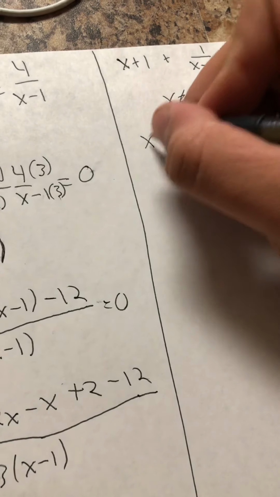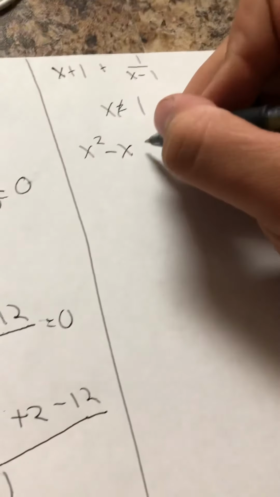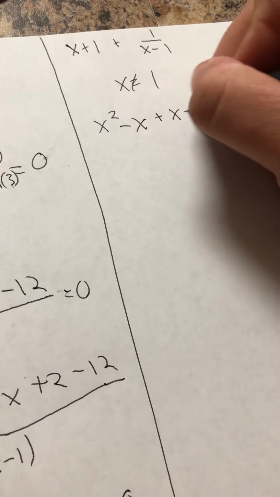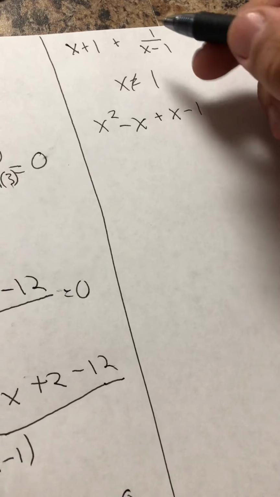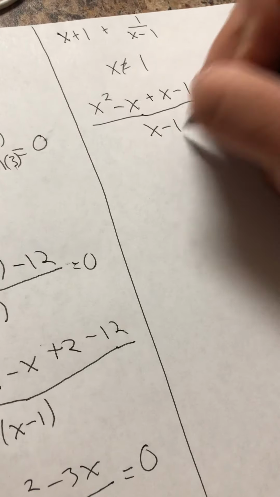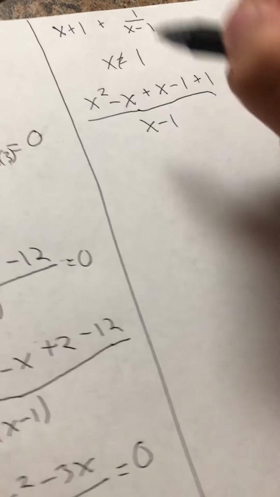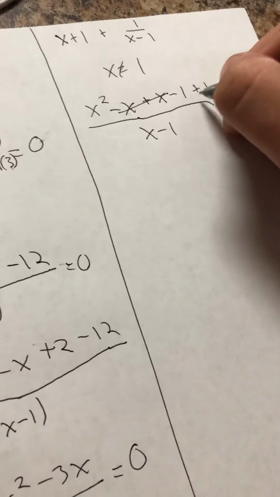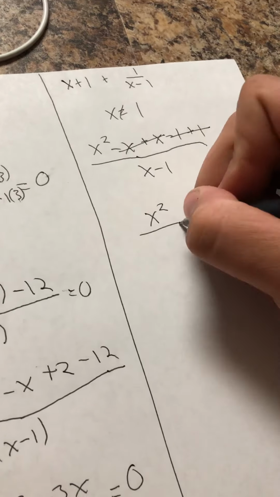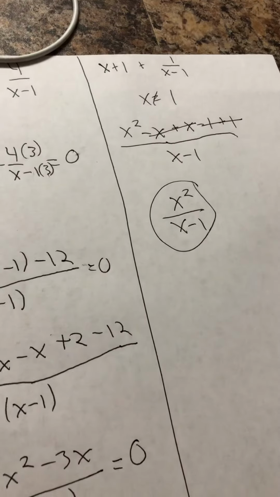So it's x squared minus x. And then you times this by this. And that's just the same thing. X minus 1. And then you have your 1. And again, that's all over x minus 1. And as you can see, negative x plus x is 0. So that cancels. Negative 1 plus 1 is again 0. So that cancels. So you have x squared over x minus 1. And that's your answer. Thank you.